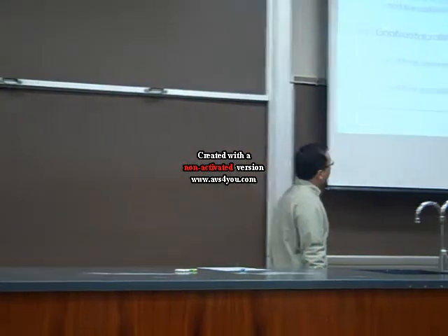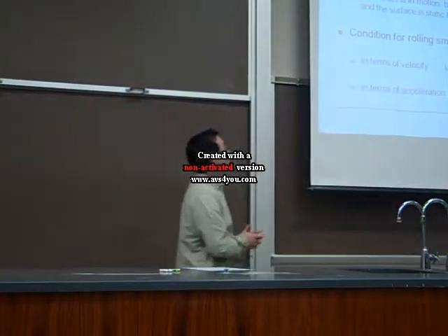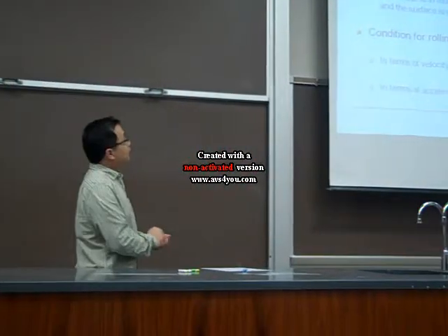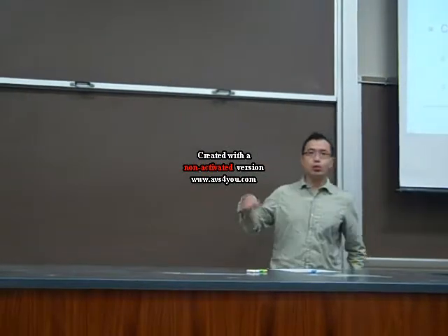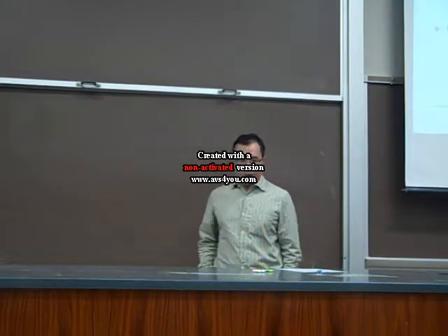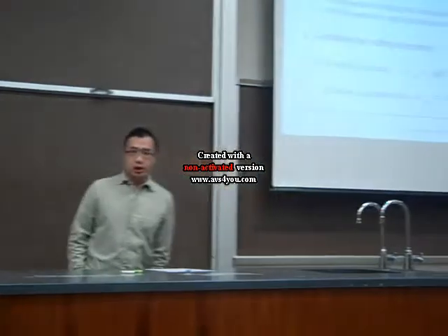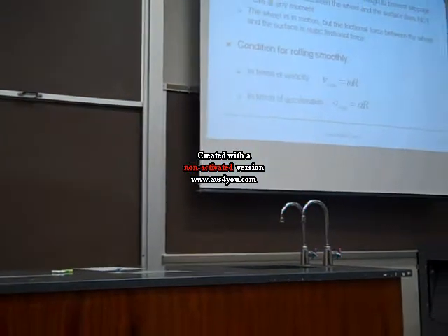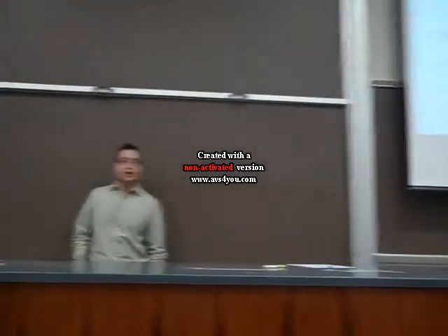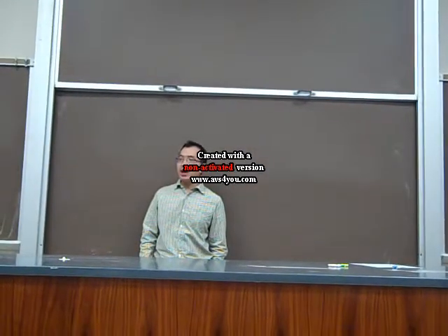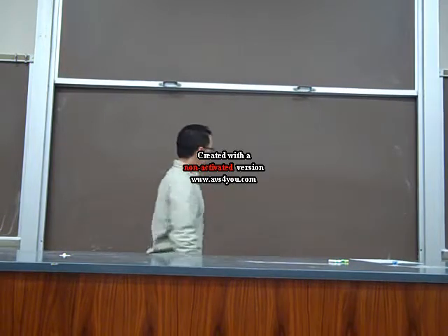It's pretty awesome. Last class we talked about rolling smoothly. Rolling smoothly is rolling without any slipping. It happens when the static frictional force is large enough to prevent the sliding.